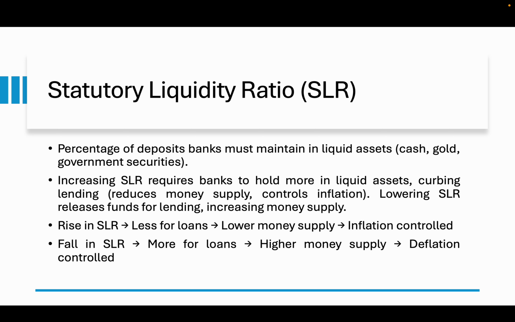While on the other hand, if RBI lowers SLR, banks can lend more, increase money supply, and deal with deflation scenarios. A bank with 1000 crore deposits may have to keep 250 crore in liquid assets if SLR is 25%. If RBI raises SLR to 30%, now 300 crore is locked, leaving fewer loans for the bank to disburse.